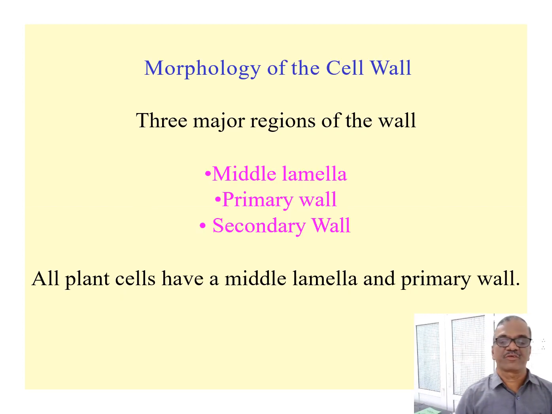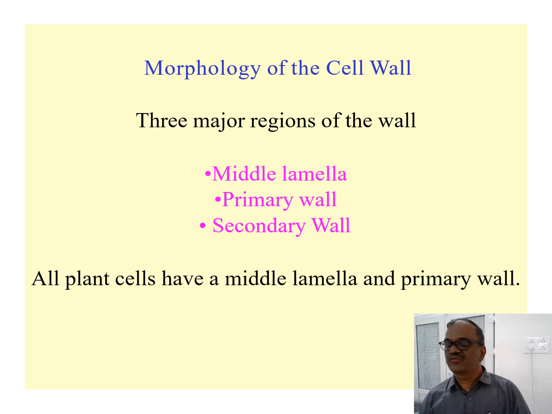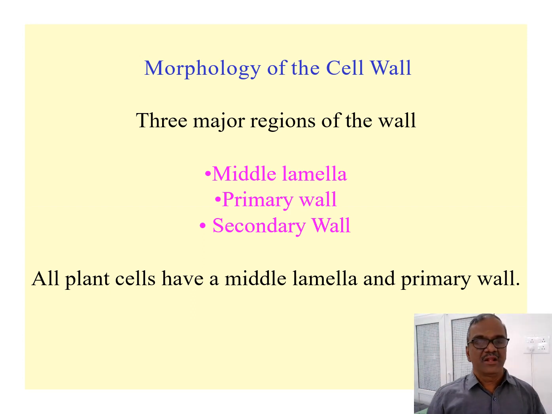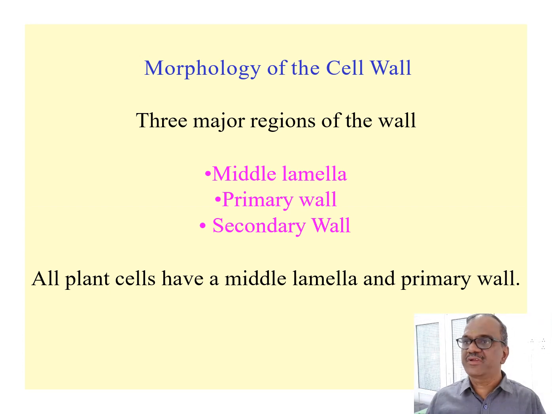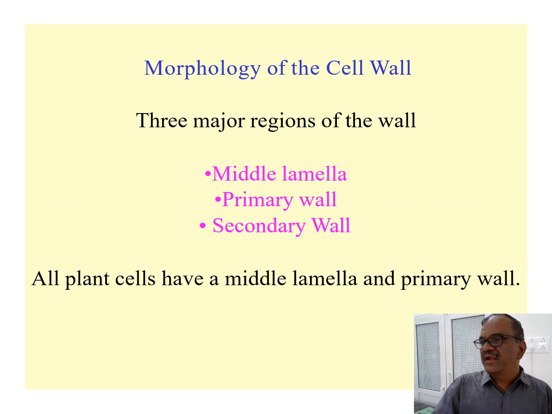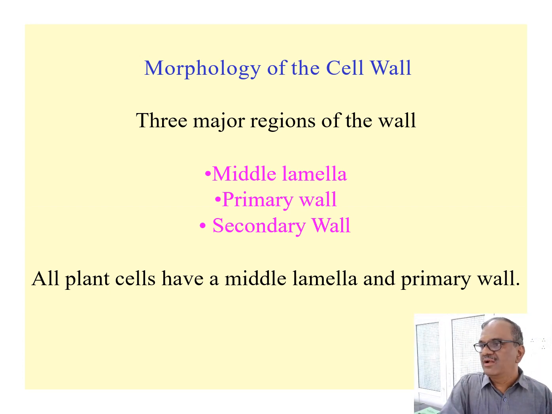What are the layers present in that? The major regions in the cell wall are the middle lamella, then the primary wall, then the secondary wall. Almost 70% of plants have the middle lamella and the primary wall. Whereas in other woody plants, the secondary wall has different layers like S1, S2, S3. They have different layers of secondary wall in many woody trees.